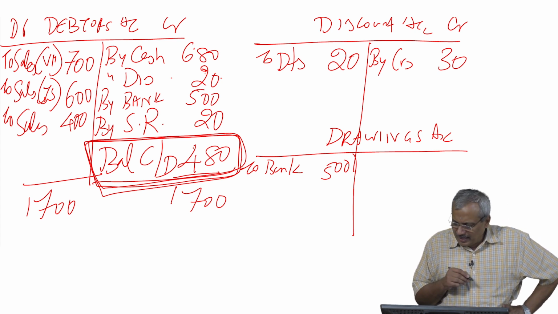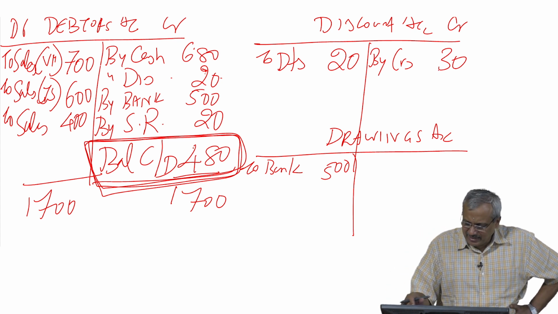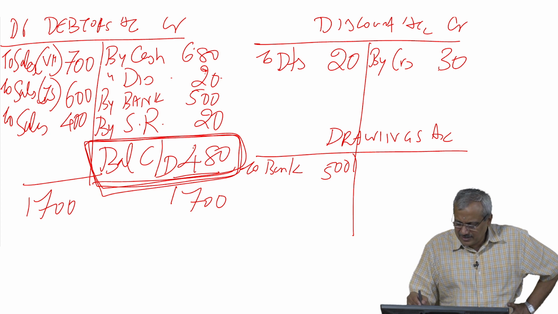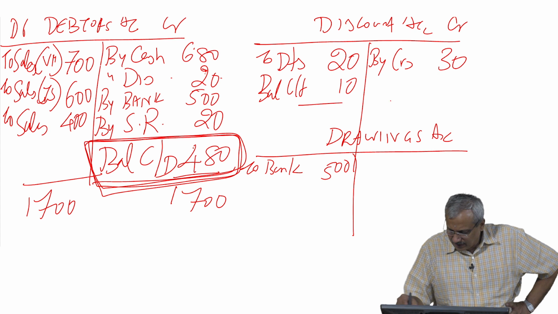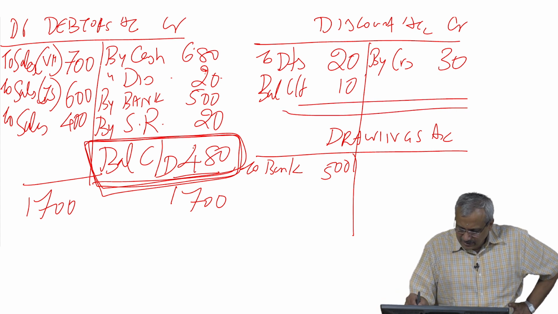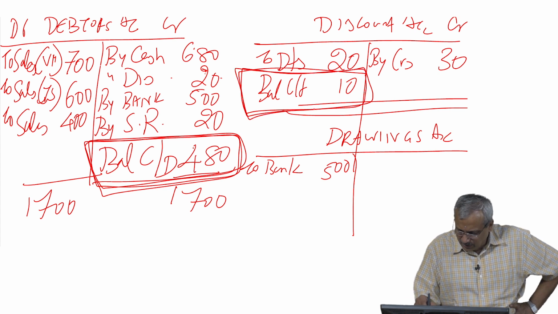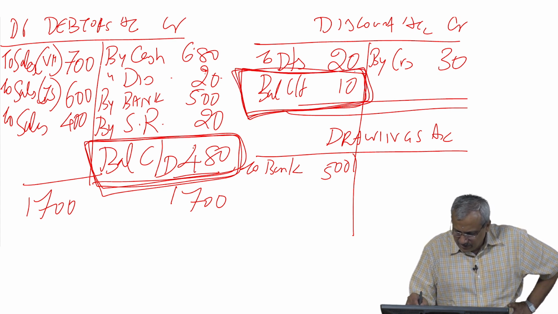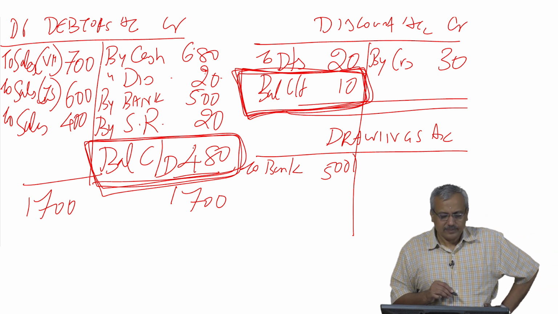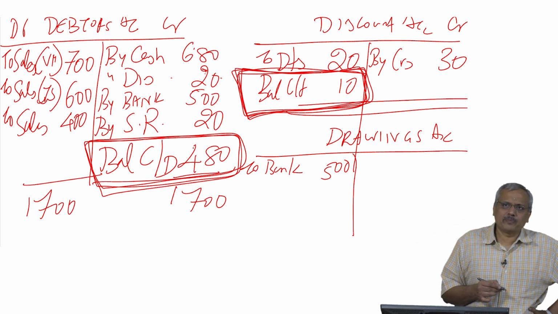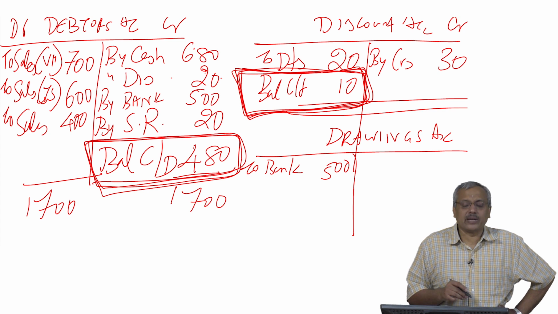Now what is the discount? I have given $30 discount, and I have received $10 discount. My discount balance that I am carrying down is $20, that is my account is balanced. This is what is called the net discount: discount income minus discount expenditure. This is my net discount, which will go to the profit and loss or through the balance sheet, either way we will be looking at it.